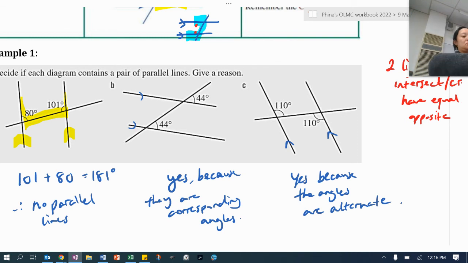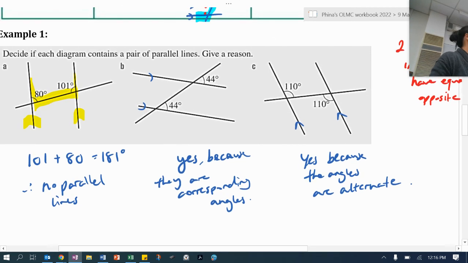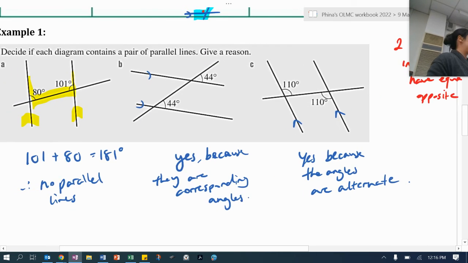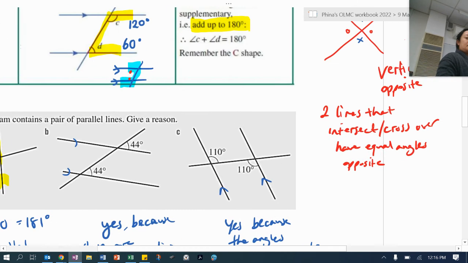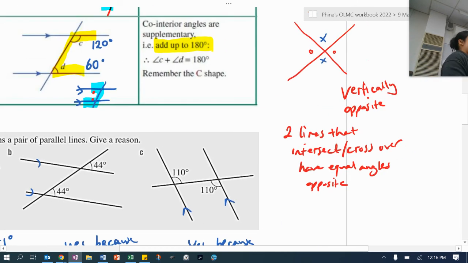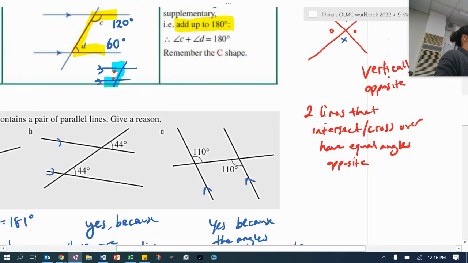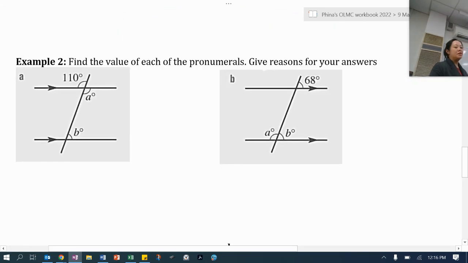Okay, good. Any questions? All right, over the page, we'll keep going. Find the value of each of the following numerals. Give reasons for your answers. Now, there can be multiple answers, or multiple reasons. One answer, but multiple reasons.